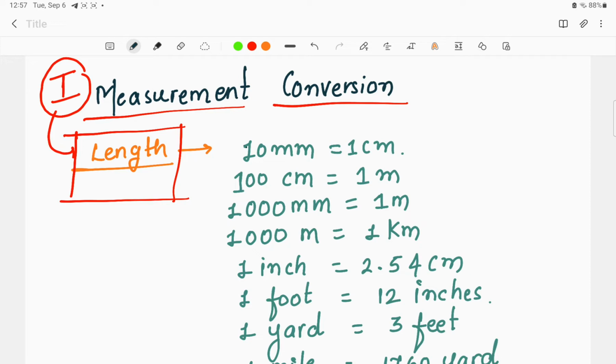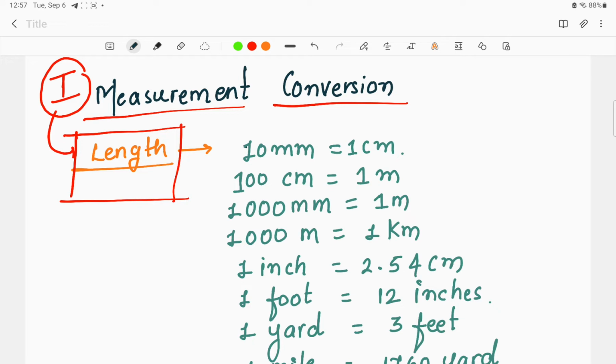Now moving to the measurement conversion, if we go for length, we must be able to understand how to convert millimeter into centimeter, millimeter to meter, meter to kilometer, centimeter to meter. This stuff you should be able to understand, right? This kind of question is 100% asked in the exam, because questions are actually asked on conversions. This is the type of question that can be asked in the examination, like how to convert one unit into another unit.